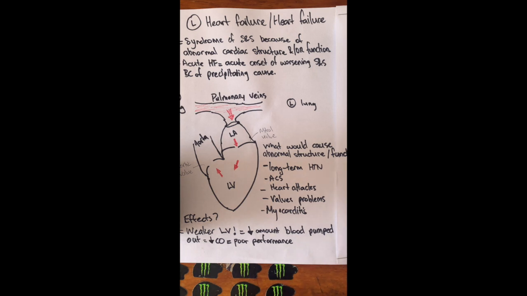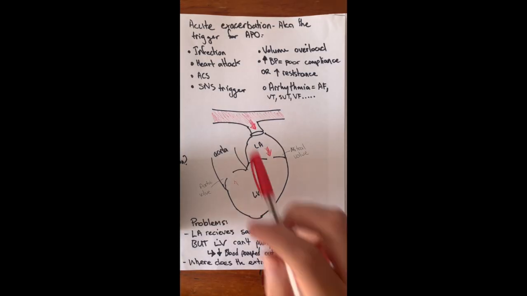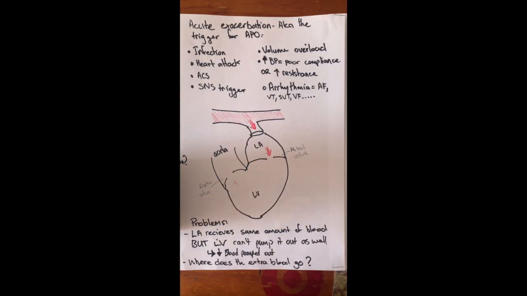So what is the overall problem here? So we have a weaker left ventricle, it decreases the amount of blood it can pump out, decreased cardiac output, and a poor performance. So its function and structure are decreased. So therefore, we have a weak left ventricle. That's what heart failure is. So this patient that we have heart failure in, so they have chronic heart failure, so the left ventricle is not functioning properly.